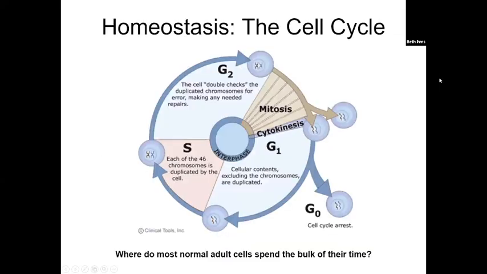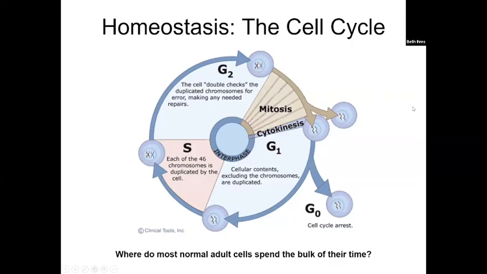Here's the cell cycle. Everybody know it and love it? Where do most normal adult non-stem cells spend most of their time? They're riding around the cell. G0. How'd you know that? So you guys are smart. Yeah, so most normal, healthy adult cells at any given time are not dividing. They are not riding the cell cycle. They're in cell cycle arrest.